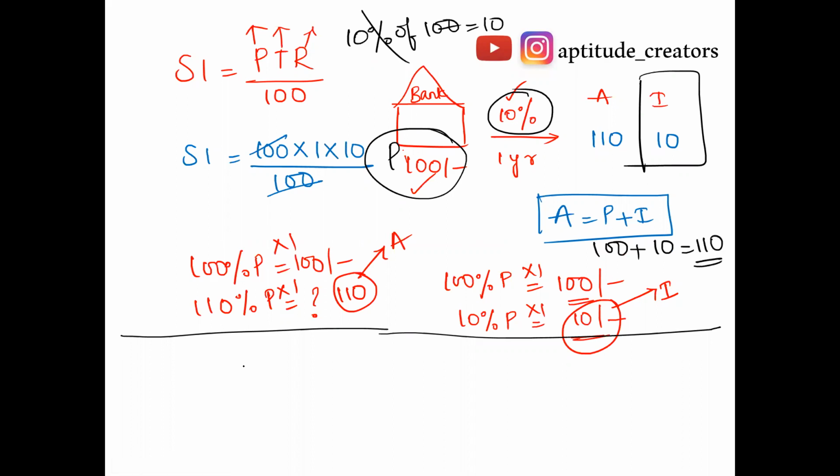Now give a try to answer this question. I have deposited 1000 rupees in a bank at 10% per annum for 2 years. What is the interest I can expect, and what is the amount I can expect here? Can anyone tell?